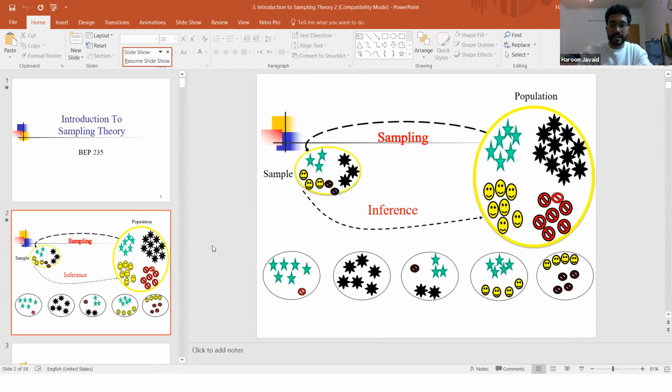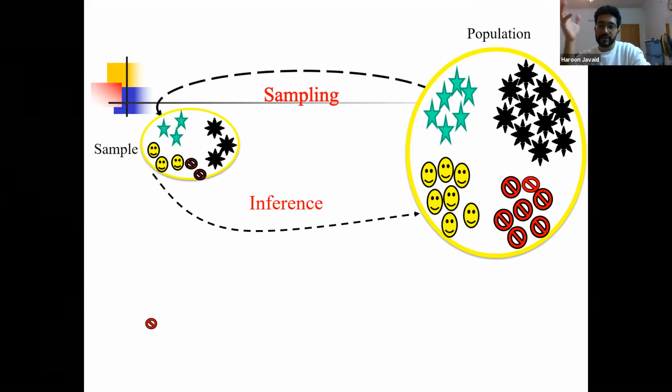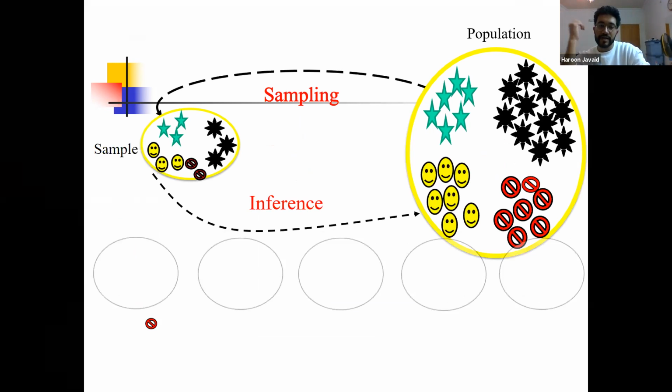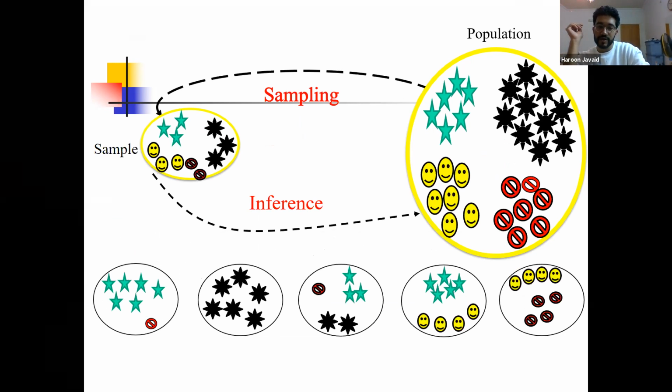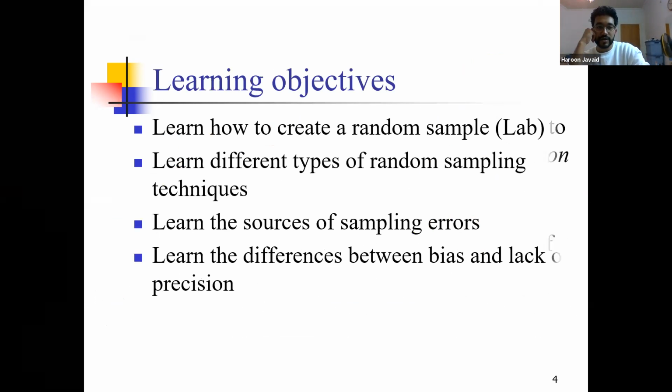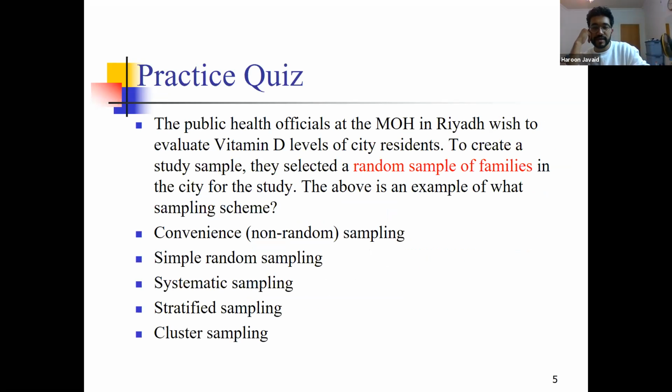So it starts with the same basic concept. You have a population. You don't have time to experiment on all of the people in the population, so you pick a sample which is representative. The most important thing is that your sample has to be representative of the population so that the conclusions that you draw are valid. Okay, so this is a review. Representative sample. This is basically the type of questions that you can expect, right?